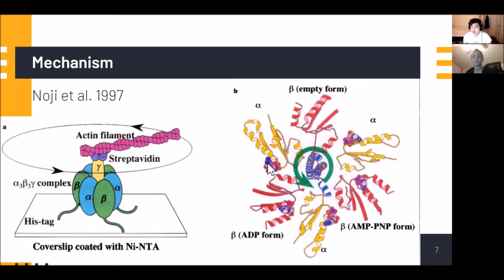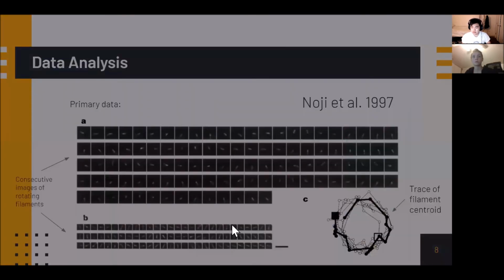Figure B depicts the crystal structure of the F1-ATPase, also viewed from the membrane side. In this image, it is important to note the order of the different beta subunit forms and how the gamma subunit interacts with them. In this case, it's going from the empty form to the ADP form to the AMP-PNP, which is an ATP alternative form. This is analogous to the order of ATP hydrolysis, which takes place from the ATP form to the ADP form to the empty form.